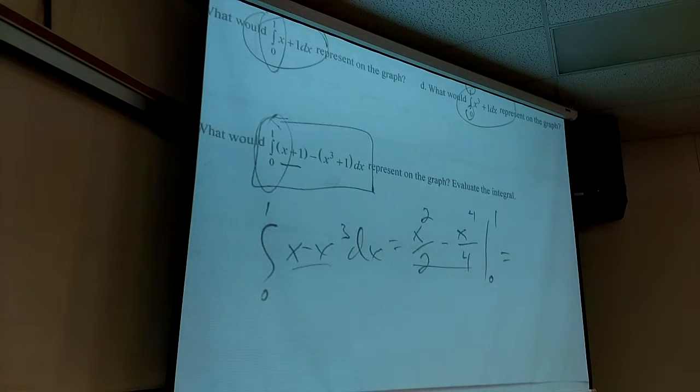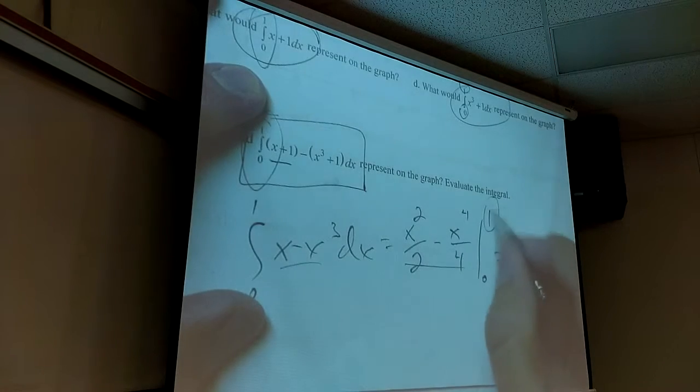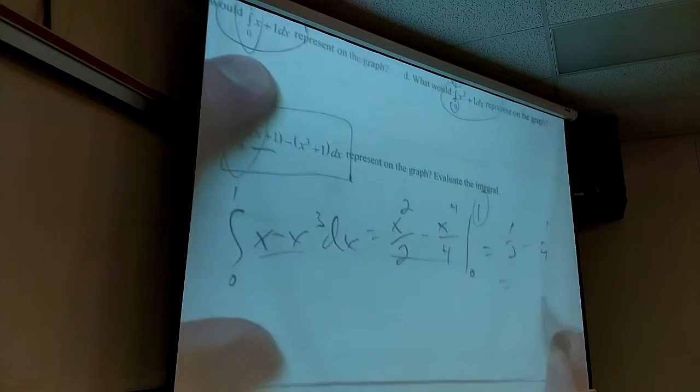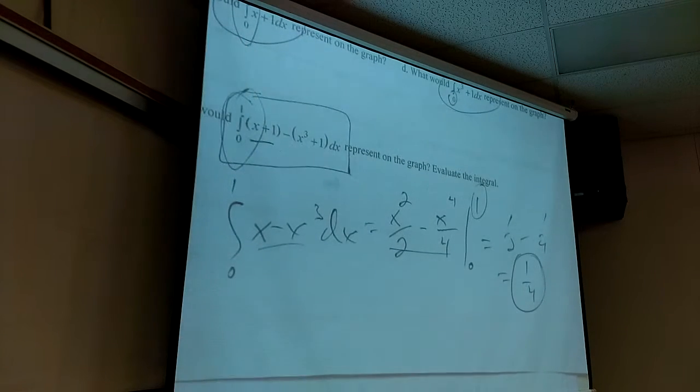And then here it's going to be 0. You don't have to worry about it, but that's because it's polynomial, no constant piece. So it's only going to depend on what 1 is. So 1 is going to be 1/2 minus 1/4, which is 1/4. Okay. All right. It's not too bad.